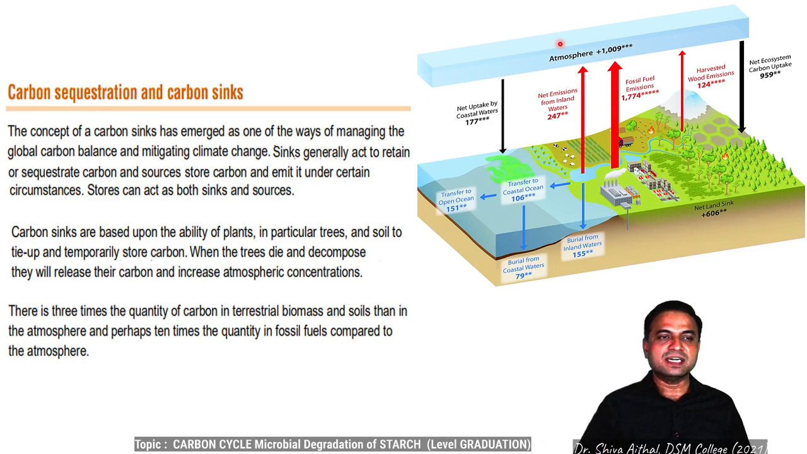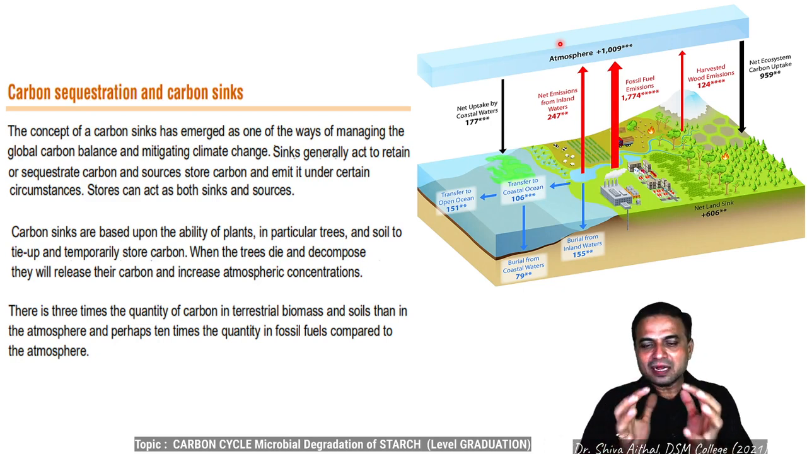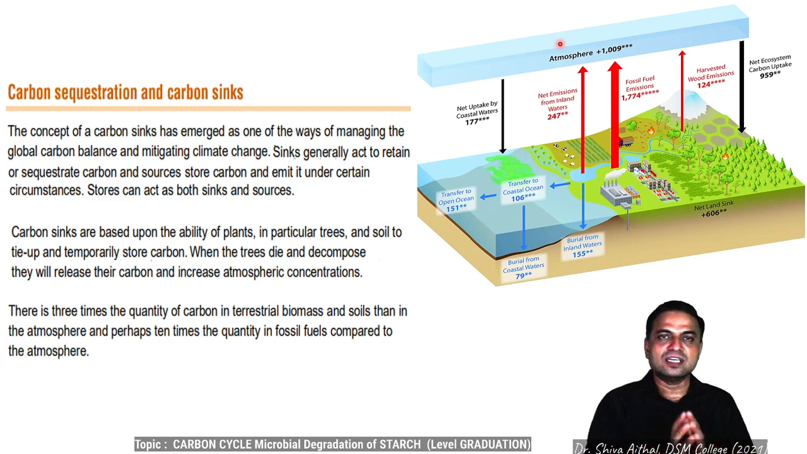Sinks generally act to retain the carbon, they sequester the carbon, and only under certain circumstances will they release it back. So stores, when you say stores, can act as sinks and sources both. Carbon sinks are based upon the ability of plants, in particular trees and soil, to temporarily store carbon. Soil stores carbon in the form of soil organic matter, and trees store carbon in the form of cellulose and starch.